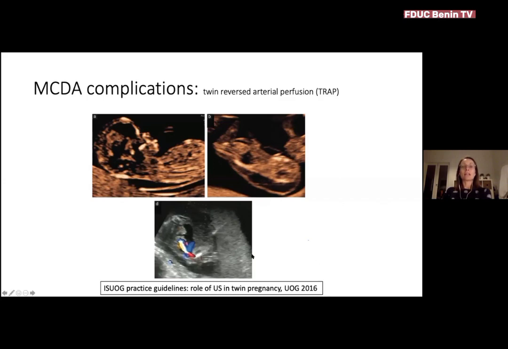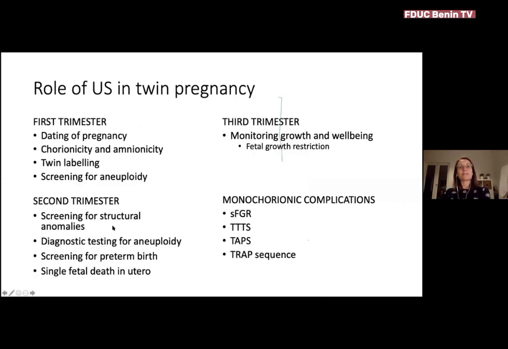And that condition, as you can read in the ISUOG guidelines, can be managed successfully by ablating this vessel and dividing the connection between those twins, which leads to a fairly good chance of survival in the normal or pump twin. So I'll leave it there because I've already gone 5 minutes over time. That was a very quick summary of the role of ultrasound in each trimester, and I'm happy to answer any questions.